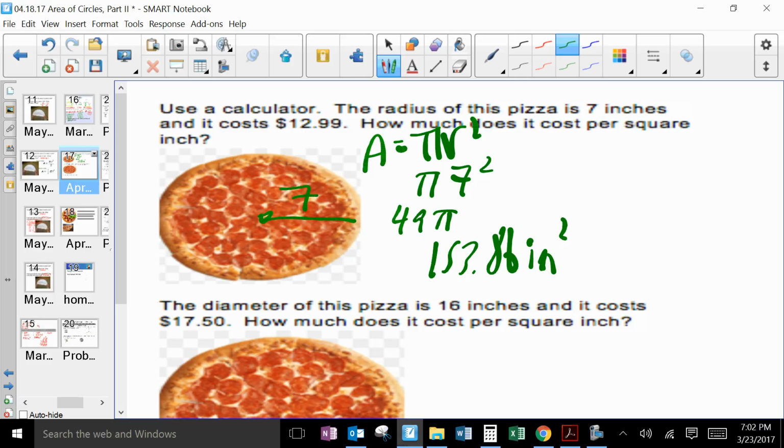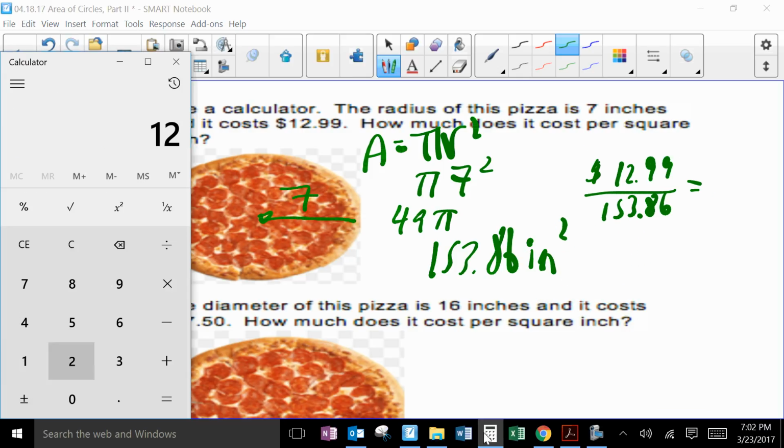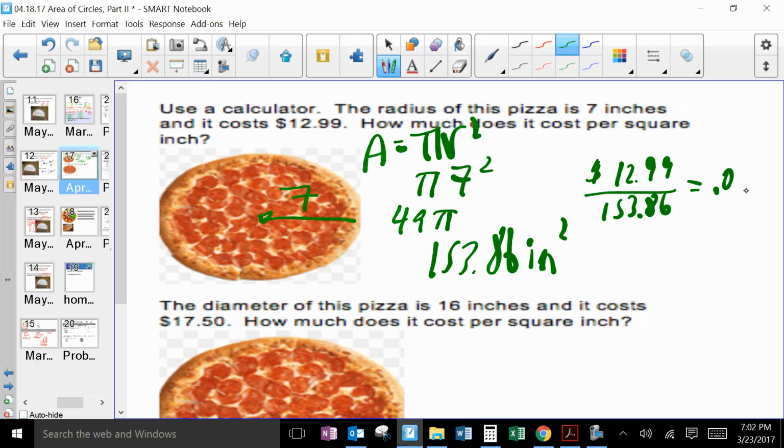But I need to find the cost per square inch. The cost again is $12.99. I'm dividing it by the area of 153.86. So let me get my calculator again. $12.99 divided by 153.86 square inches. So it costs about 0.084, about 8.4 cents per square inch.